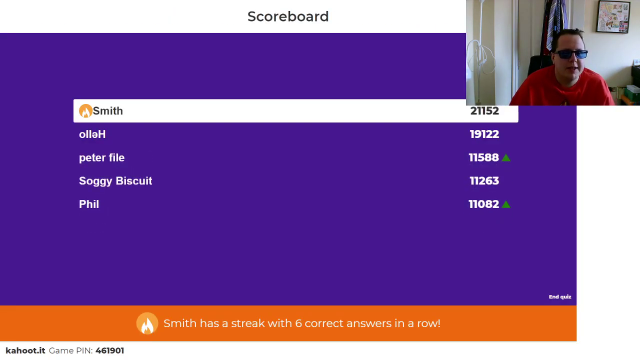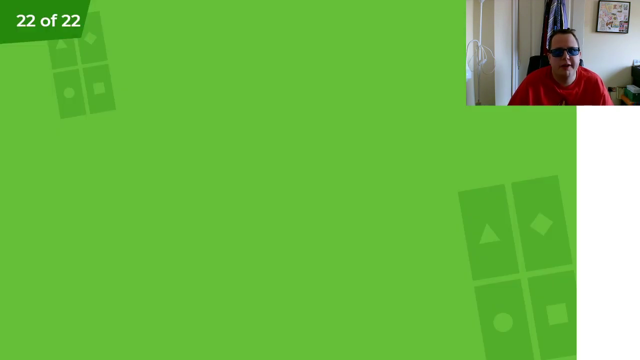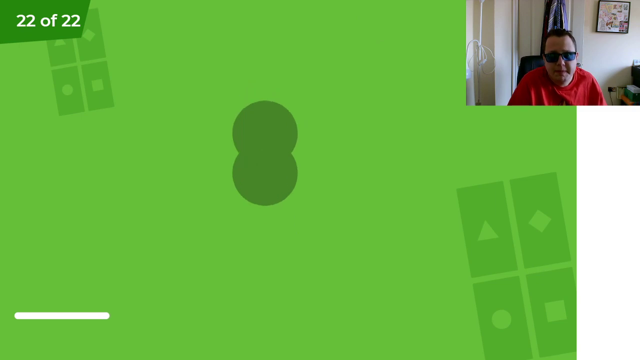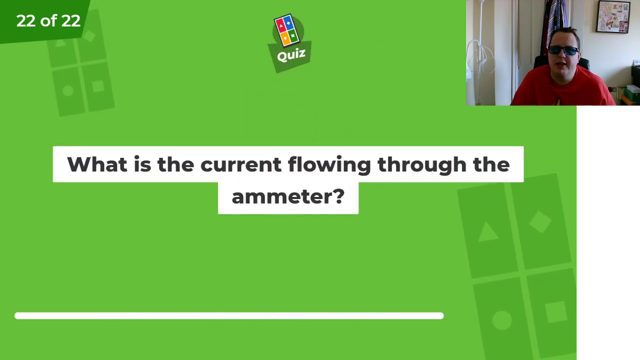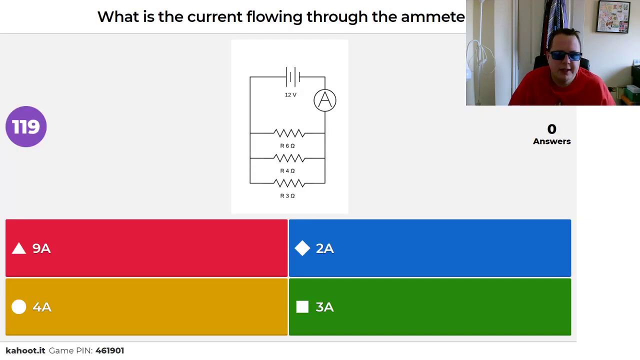Okay, yeah, well done to Smith. Well done to Peter File, up into third. Well done to Phil, up into fifth. Okay, so double points for our last question. Alright, what is the current flowing through the ammeter? Double points, longer to work this out because I want you to spend the time to work it out. So we're looking at what is the current through this ammeter.